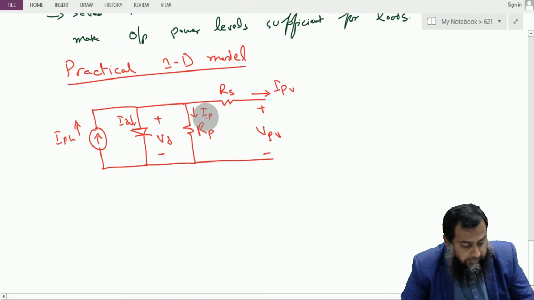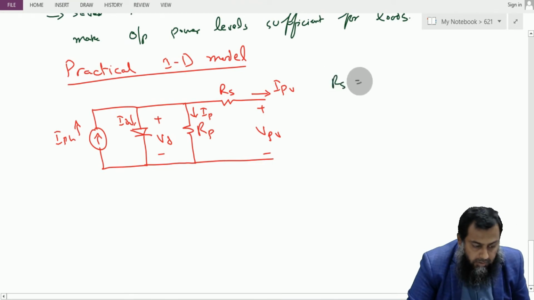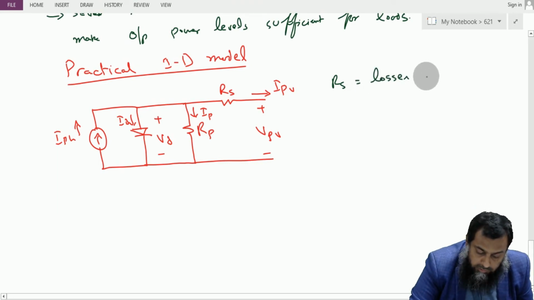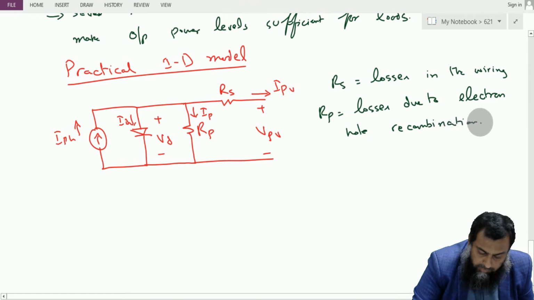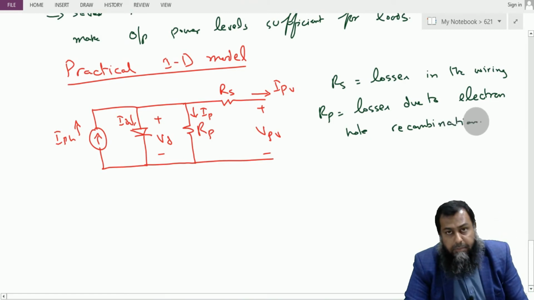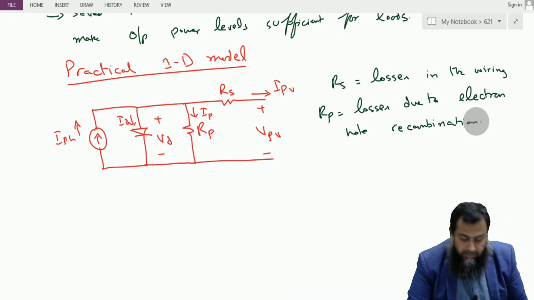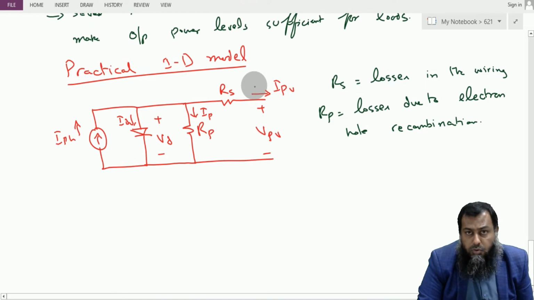Now if you see here, we have included two resistances. This Rs is the most simplified representation of the losses in the wiring, and this Rp represents the losses due to electron hole recombination in the p-n junction. So based on these two additional parameters, the ideal model is now developed into a practical one diode model.